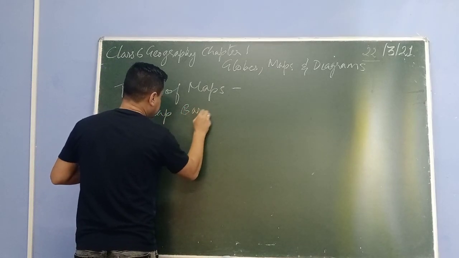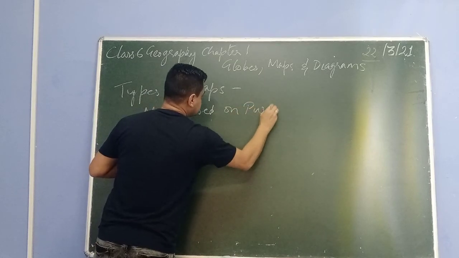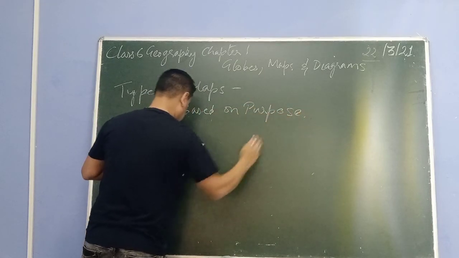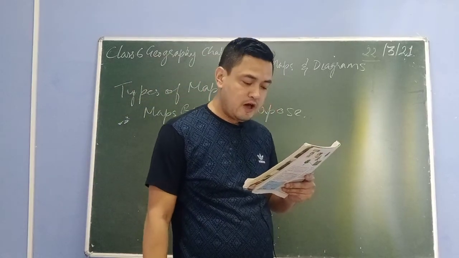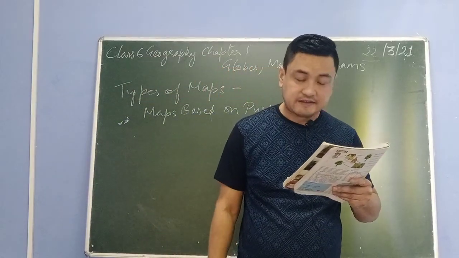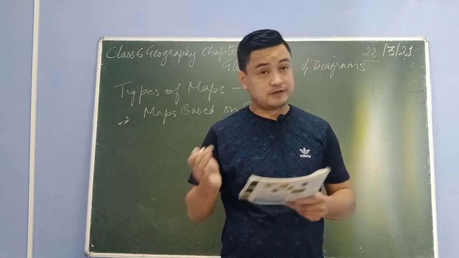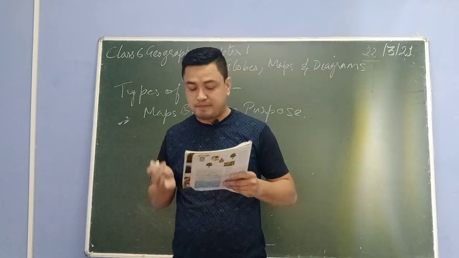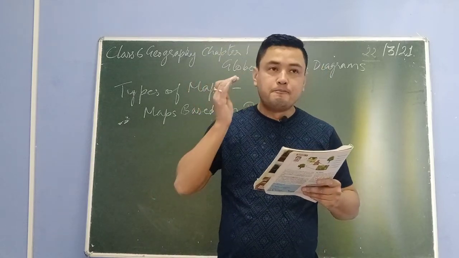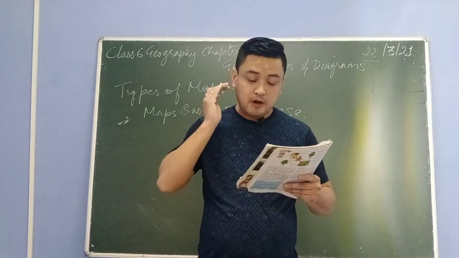Maps based on purpose. What is the purpose of this map? There are several types of maps for different purposes. A new and different map is designed showing different information. So maps are of different kinds, showing different information for the reader to understand that particular map. Some maps focus on physical features, whereas others represent the political unit.